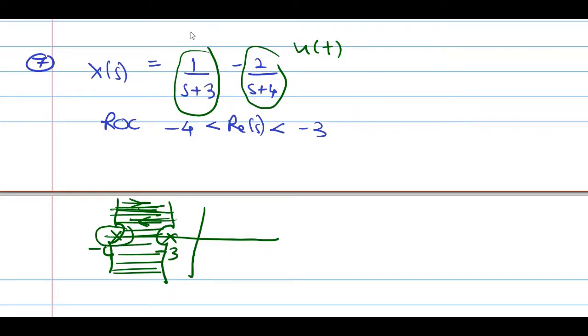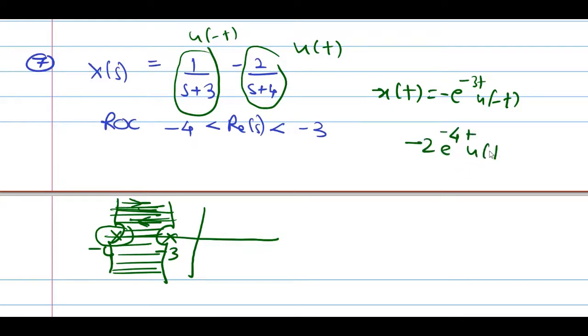So inverse Laplace transform will be x of t equal to e raised to minus 3t u of minus t, here minus, so here also minus sign will come, then minus 2 e raised to minus 4t u of t. So this is the answer for this question.